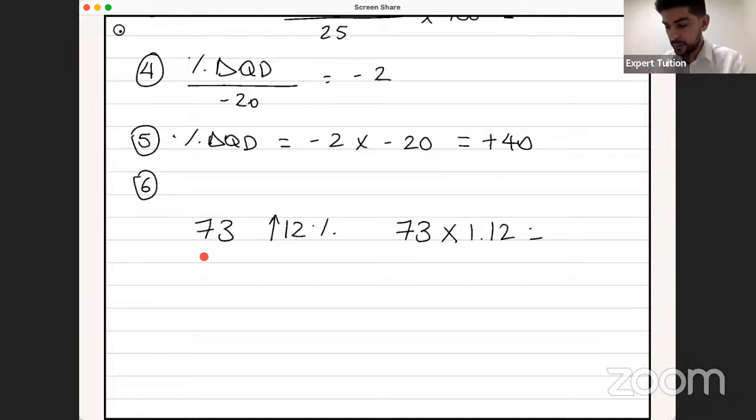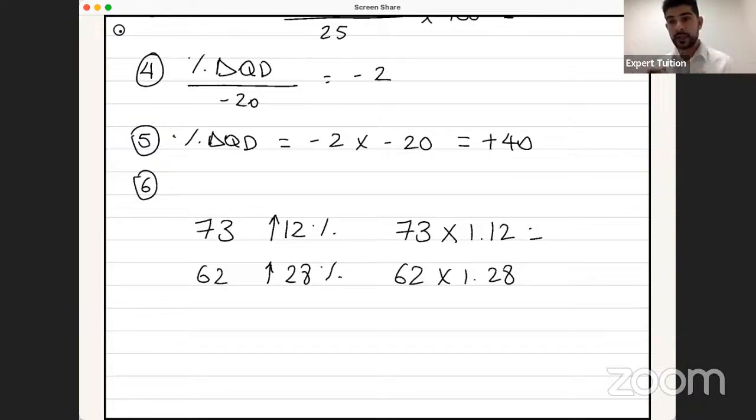Okay, let's do one more number for increases. Let's say 62, and I want to do a 28% increase. Again, very straightforward. I go 62, and I multiply it by 1.28, yeah? Right, what about decreases? Decreases, simple.